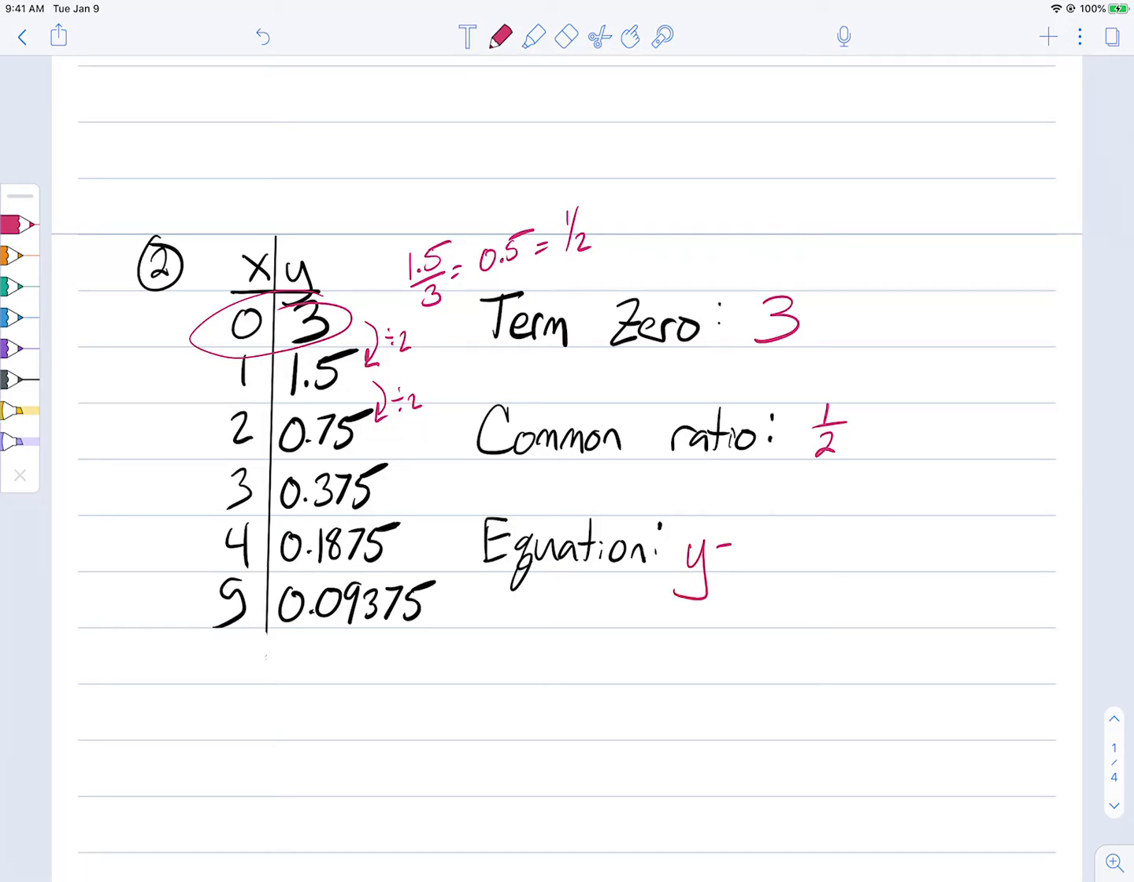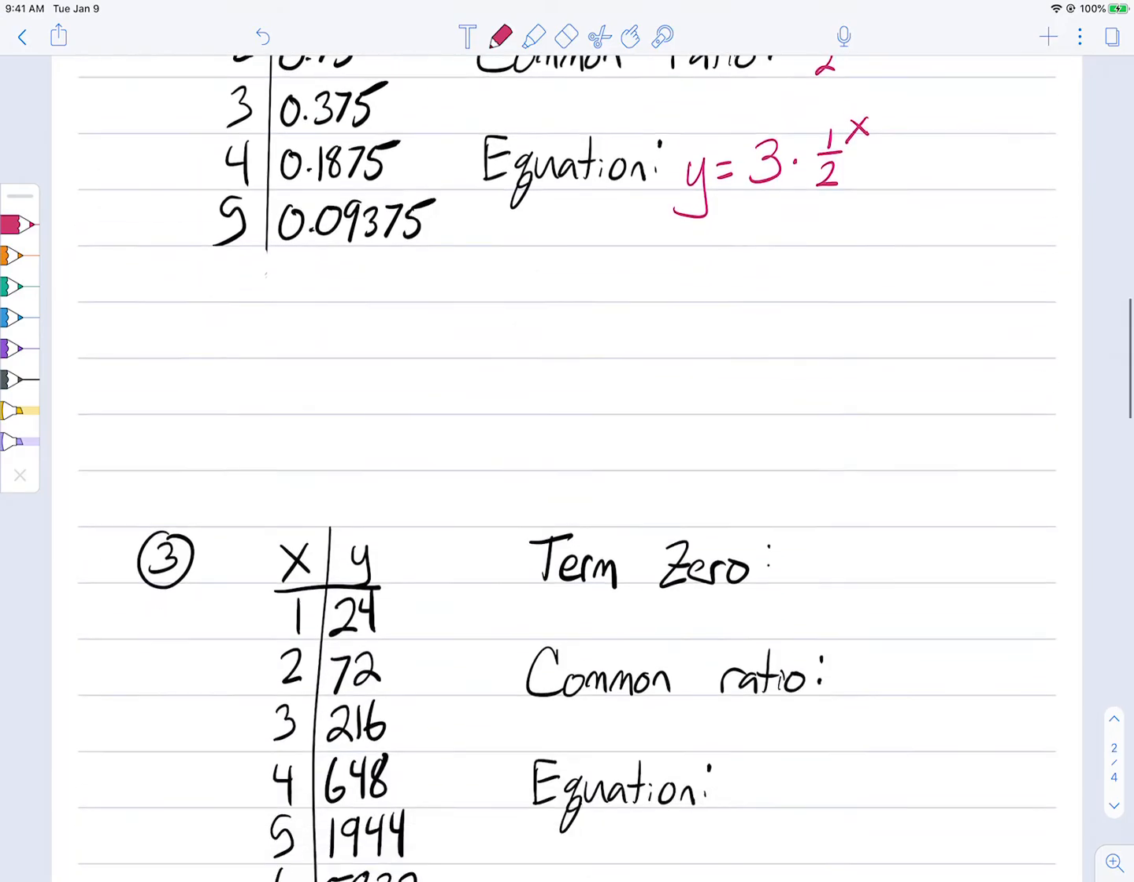So our equation is y equals the 0 term times the common ratio to the x power, because you're starting with 3 and continuously multiplying by a half.